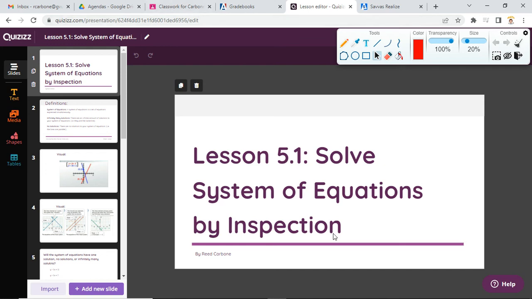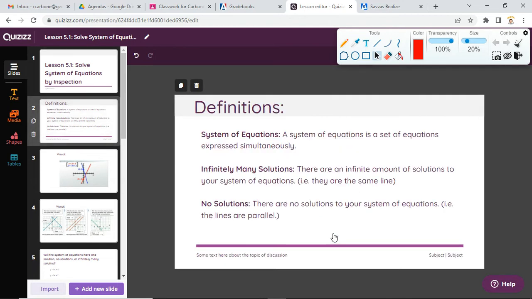Hello class, today we're going to be going over lesson 5.1, which is how to solve a system of equations by inspection. So let's start off by going over some definitions here, and I got three for you. The first one is the definition of a system of equations. So a system of equations is a set of equations expressed simultaneously.